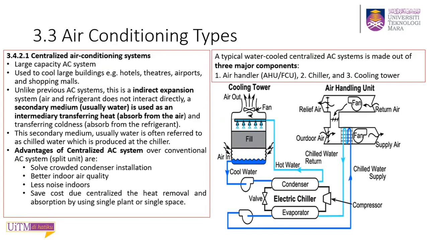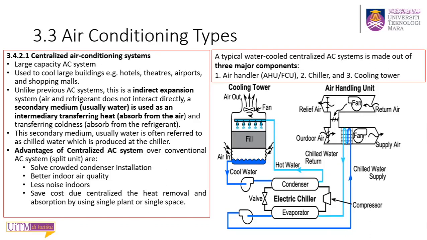Now, centralized air conditioning systems are large capacity systems usually used in large buildings such as shopping complexes and hospitals. For a centralized air conditioning system, a secondary fluid is used to absorb heat from the conditioned space, thus making it an indirect expansion system.